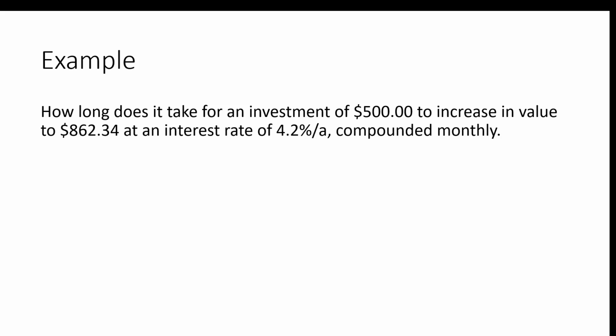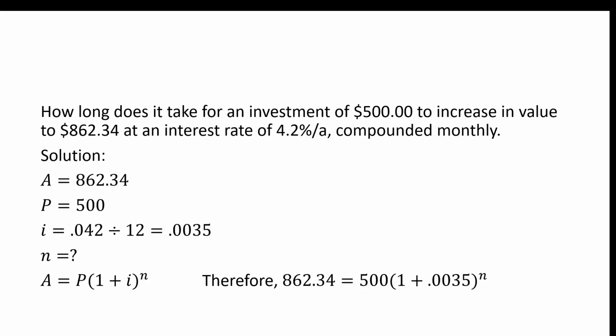So, for instance, how long does it take for an investment of $500 to increase in value to $862.34 at an interest rate of 4.2% per annum compounded monthly? Well, in this particular question, we're told that A is equal to 862.34. That's the final amount. We're told that P is equal to 500. That's the principal. We know that our annual interest rate is 0.042, but we'll divide it by 12 since we're compounding monthly. And we don't know what n equals.